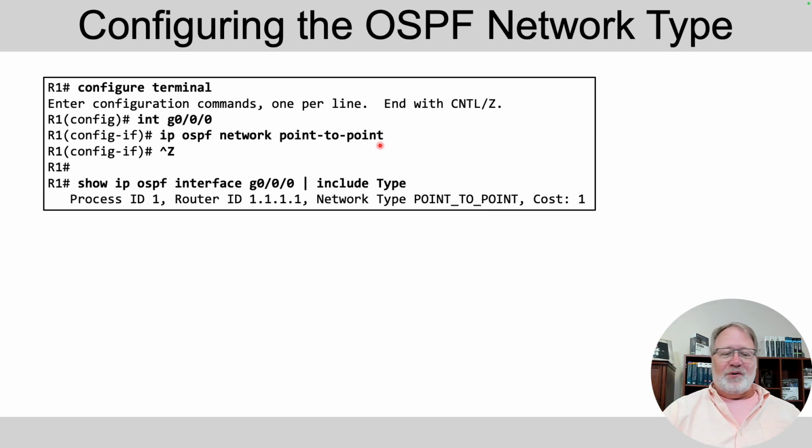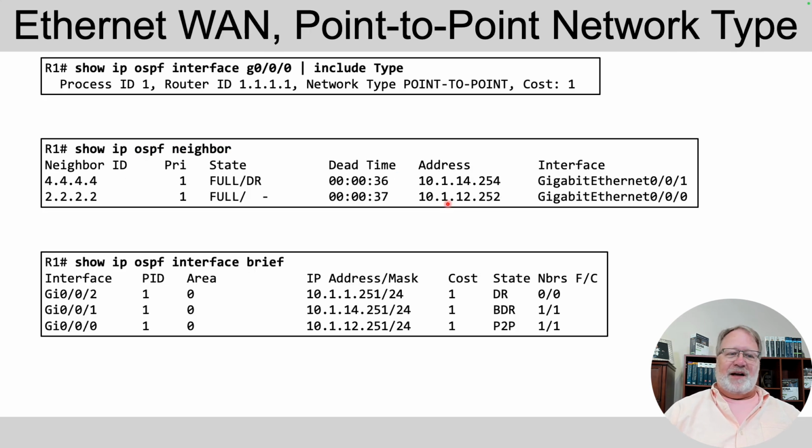The neighbors won't form. But if you do this, both ends point-to-point, you'll have neighbors, and things will work just fine. You'll see the network type change there in the show command output, just like you would expect, but a few other details in the show command. Now that we've made a change, we see network type is point to point.